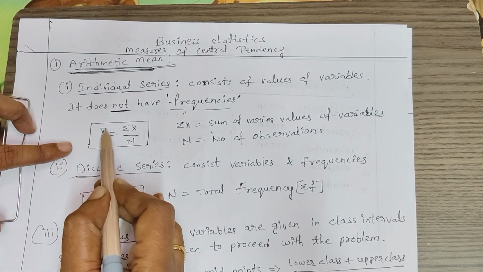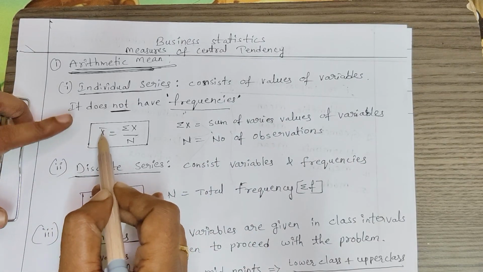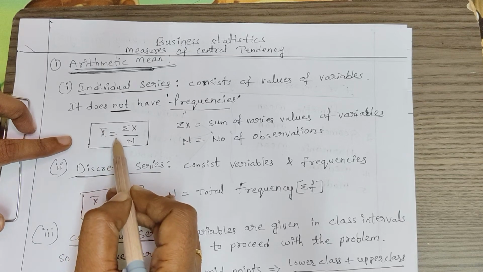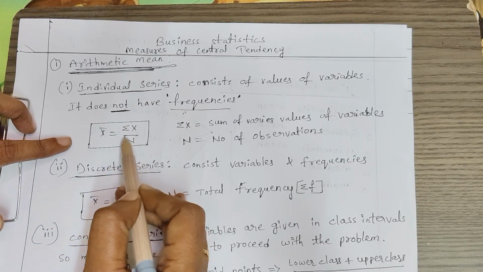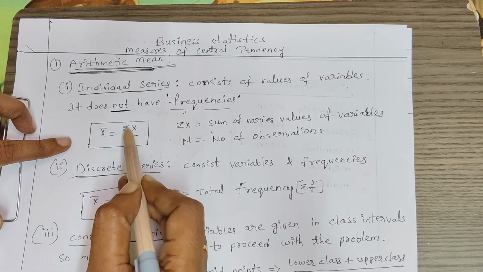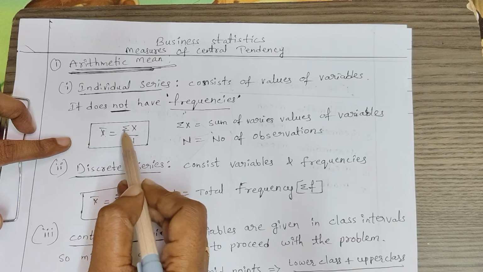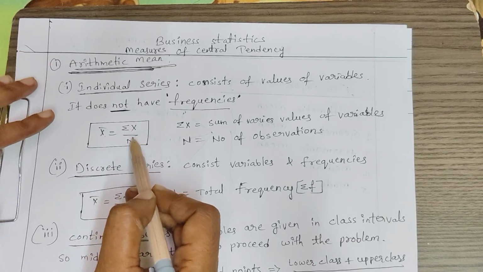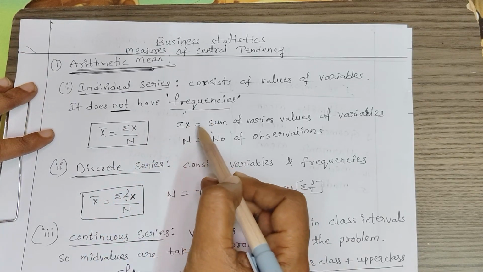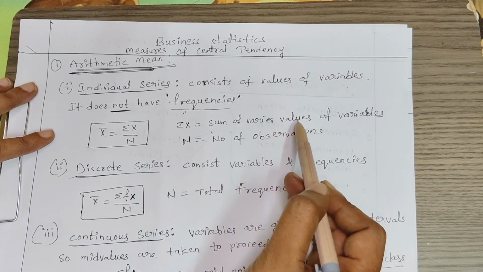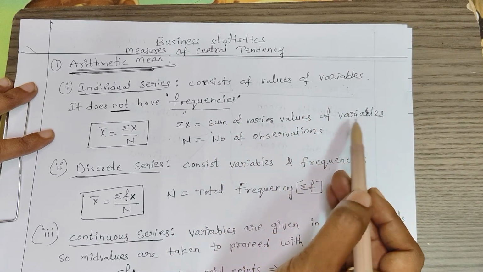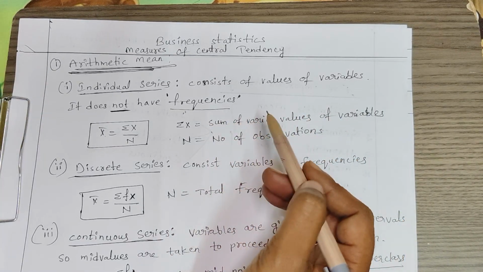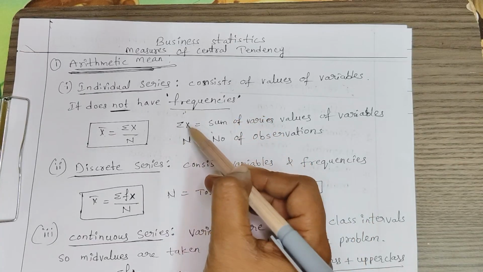So what is the formula for individual series? X bar is nothing but mean. So mean is equal to summation of x divided by n. This symbol is called summation. Summation means total. Total of x divided by n. Here summation of x is the sum of the various values of variables. So in the question, x values are available, and the total should be called summation of x.